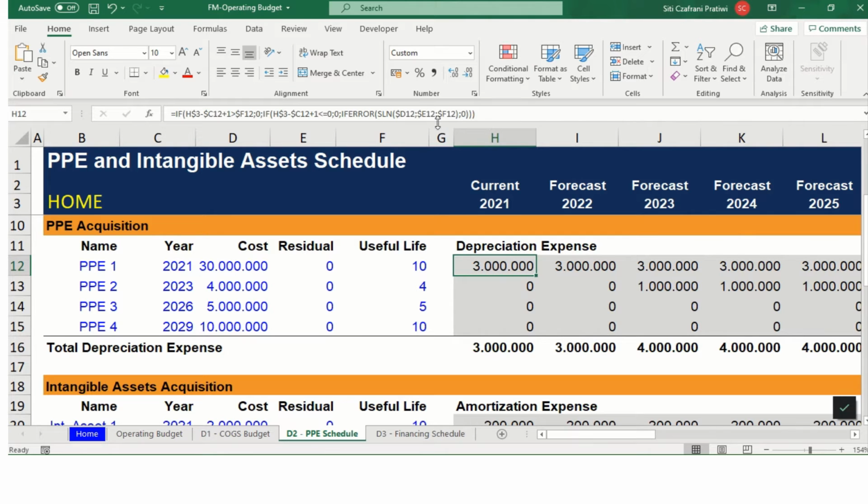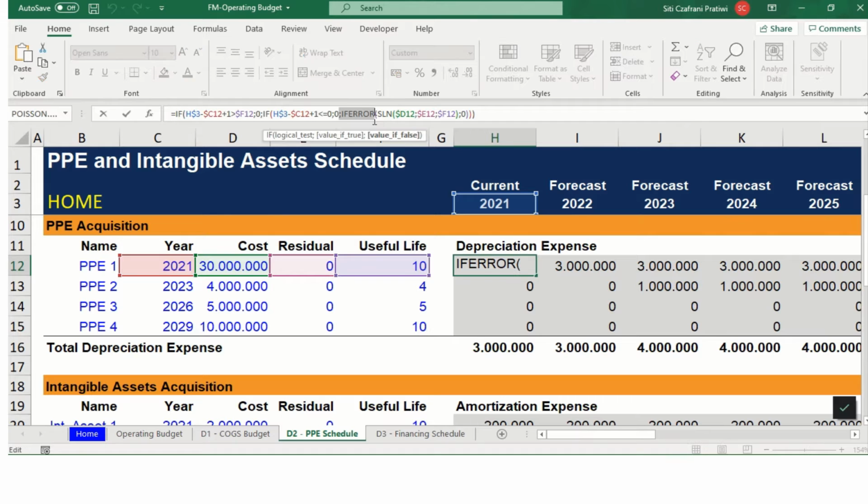Alright, so the second argument is IFERROR. IFERROR returns the value of zero whenever there is a mistake. So there will be no such thing as #NUM or #ERROR, etc. If there is an error, the value will return to zero. I put the zero here at the very last of the argument. Okay, that's it for the depreciation expense.